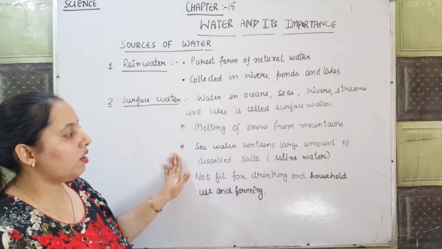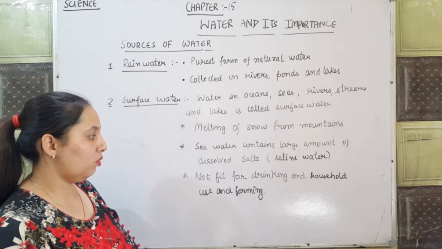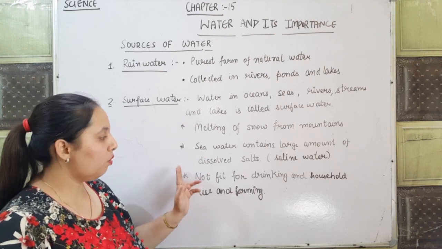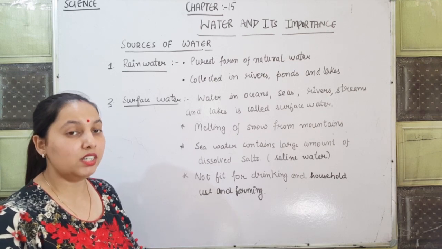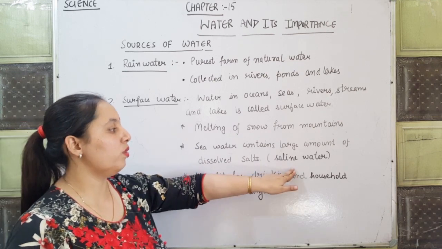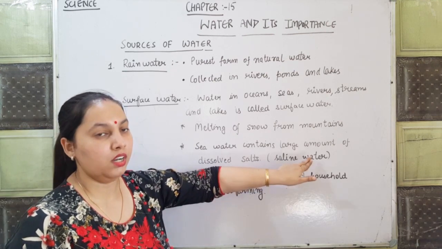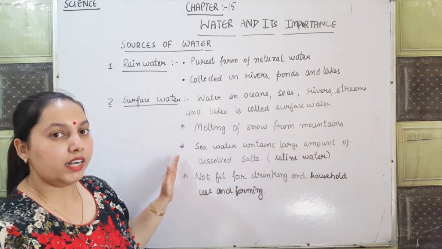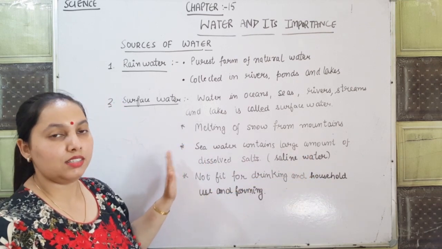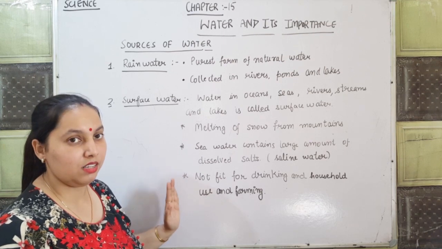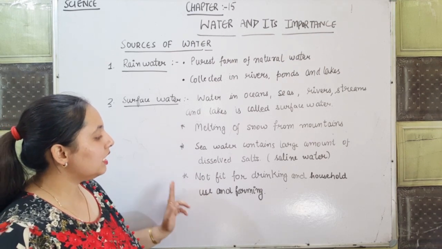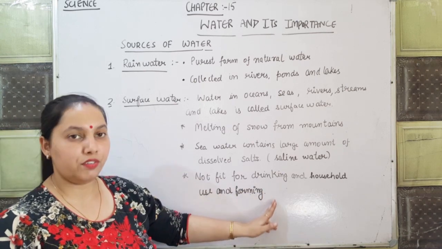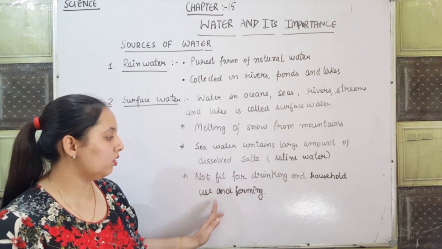Also, sea water contains a large amount of dissolved salt. The main salt, common salt, is dissolved in the sea water. That is why it is also known as saline water. We have already talked about the separation of salt from the sea water, that is, how we can separate it. Next, this sea water is not fit for drinking, household use and farming.